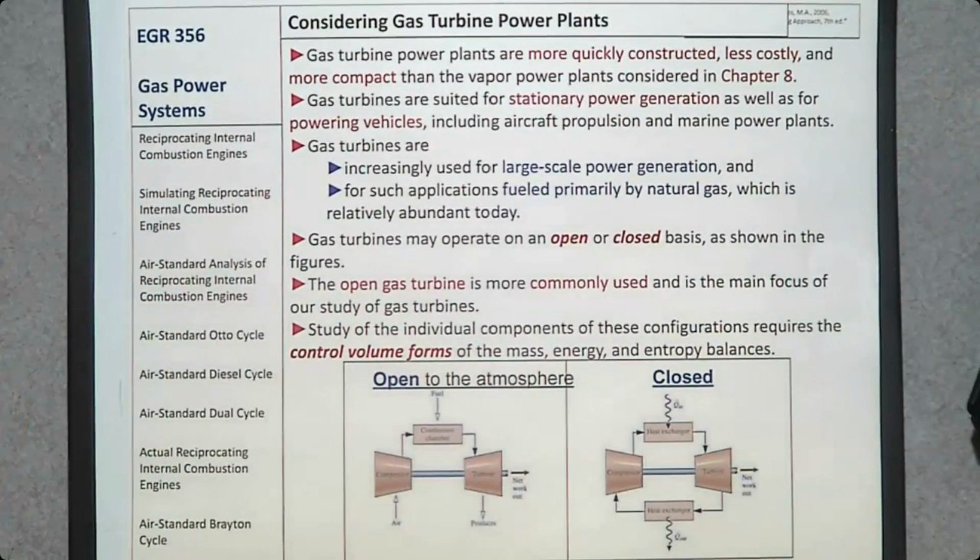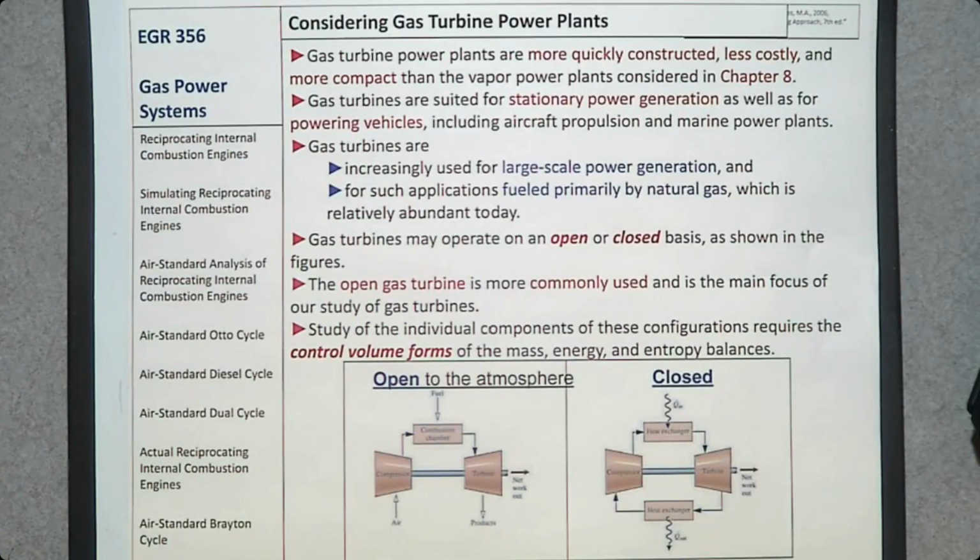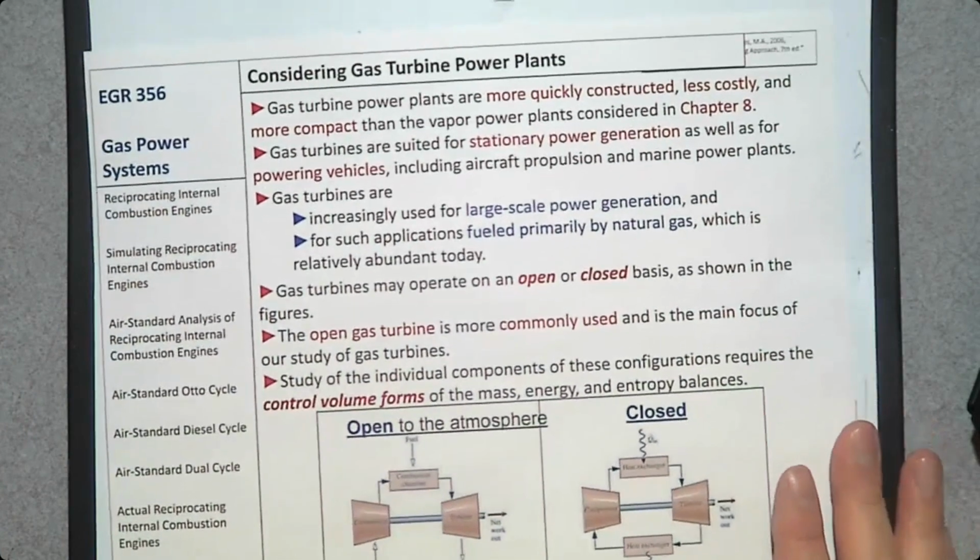The last cycle that we are going to study is the gas turbine. Gas turbine can be used in many places. One of them is going to be power plants.